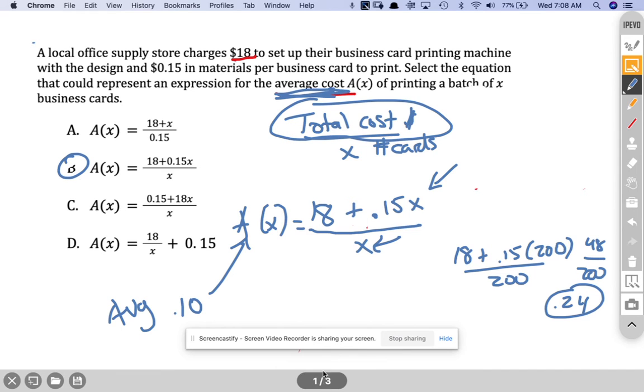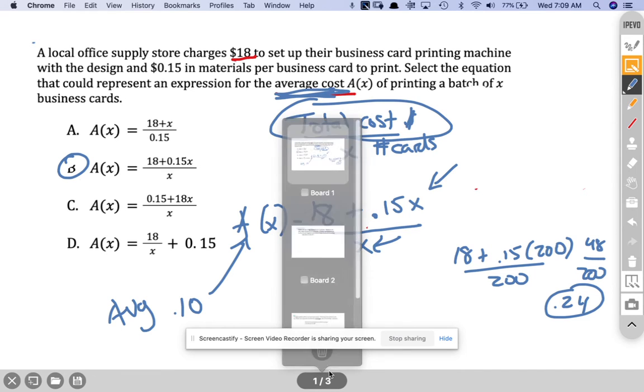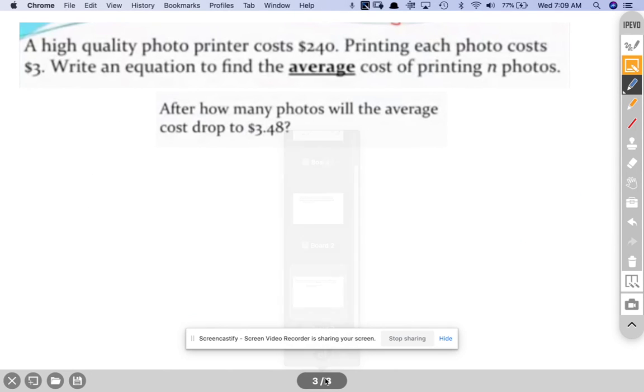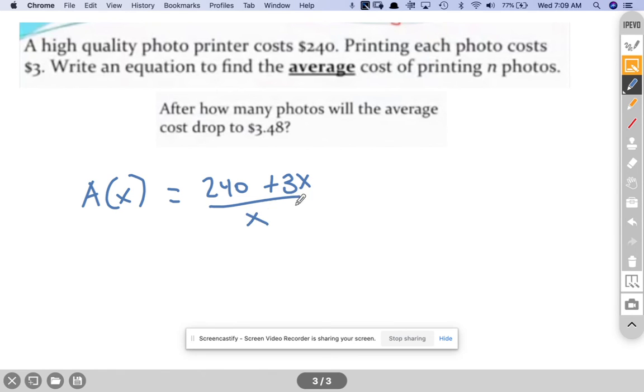Let's jump to my slide number 3 here. Okay, so this one is very similar, except instead of business cards, it's for a photo printer. The average cost per print, or per photo, is the 240 bucks for the machine, and then $3 per photo. But it's talking about average, so I'm going to divide it by the number of photos that I want.